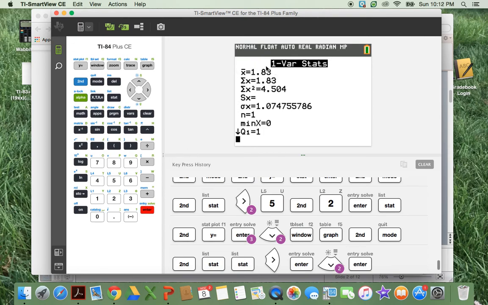right here. And if we want to interpret the standard deviation sigma, in a randomly selected game where Cobb had 5 at-bats, the number of hits he would typically differ from the mean, 1.83, by about 1.07. So he'd be about 1.07 off from the mean.